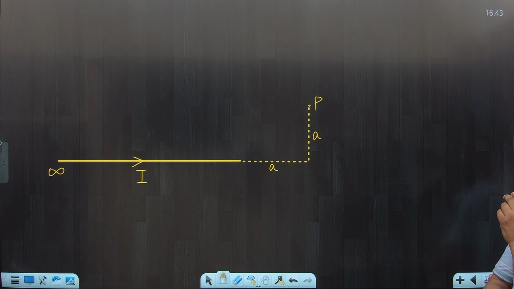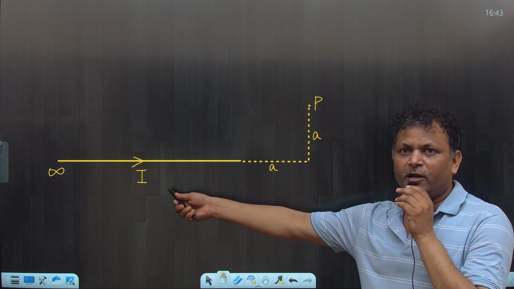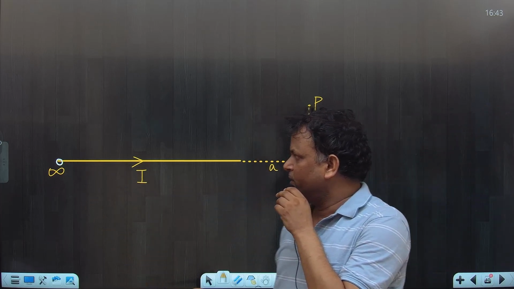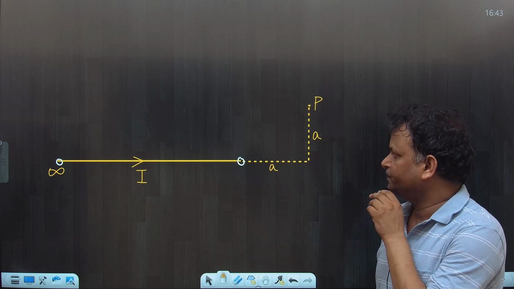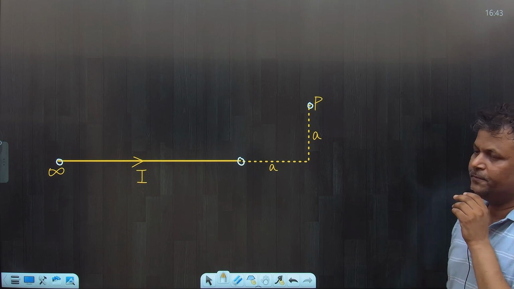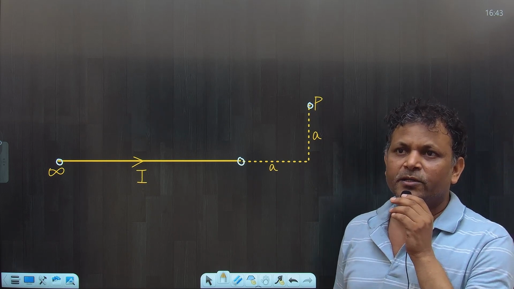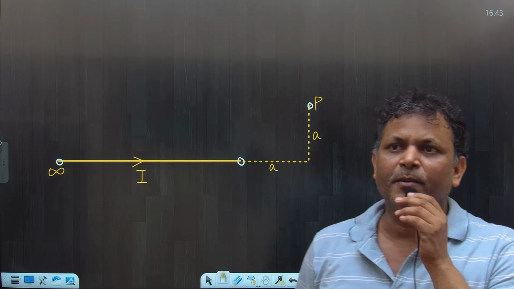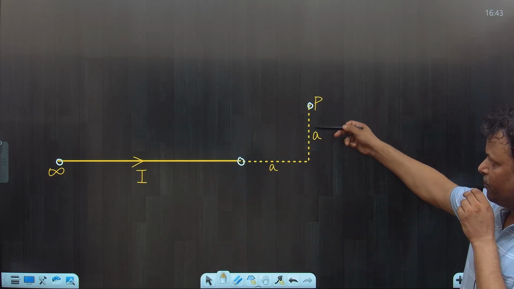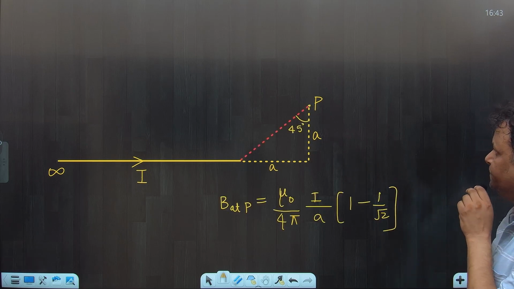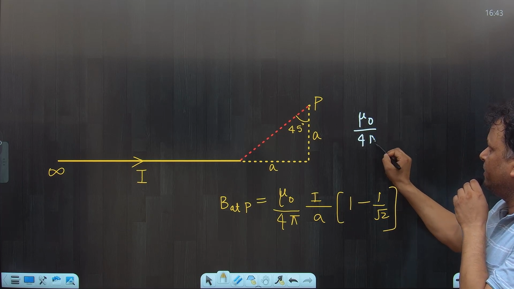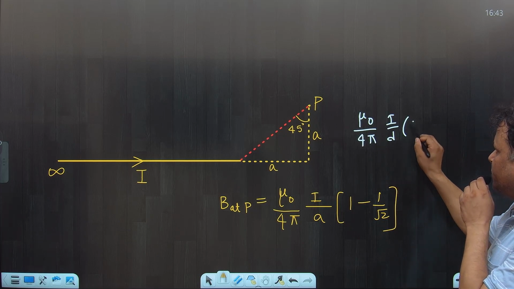Consider this problem. This is an infinitely long wire. Now this is its one end, this is its other end. Now you want to calculate the magnetic field at point P, right? So what is the rule? You first draw a perpendicular from point P onto the length of the conductor. So this is the length of the conductor. You draw the perpendicular and you write the formula mu naught by 4 pi, I by D, into sin alpha plus sin beta.